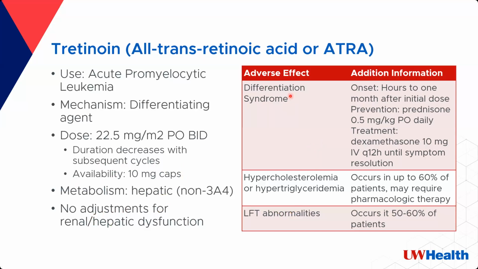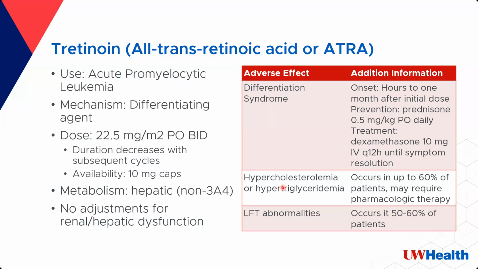Thinking about side effects, again, differentiation syndrome is going to be something that we're monitoring for. Unlike the IDH inhibitors, the onset can be more quick after starting therapy. So we actually do give prednisone prophylaxis for differentiation syndrome. And then treatment is very similar. Again, dexamethasone every 12 hours until symptom resolution.